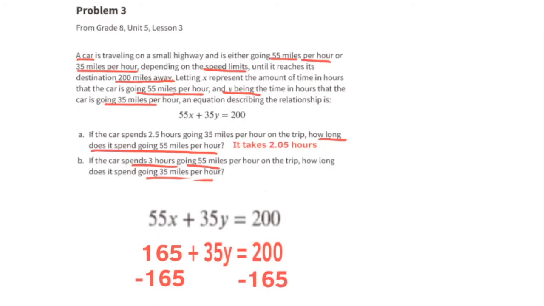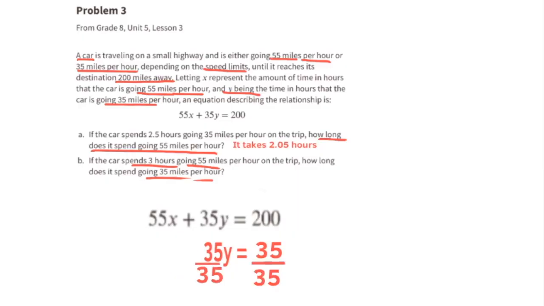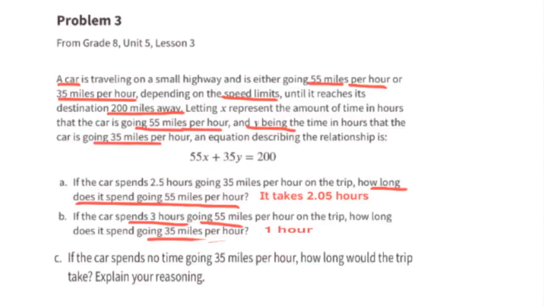Now the equation reads 35y equals 35. Divide both sides by 35. 35y divided by 35 equals 1y, or y, and 35 divided by 35 equals 1. Y equals 1, which is equal to 1 hour. So if the car spent 3 hours going 55 miles per hour, the car would have spent 1 hour traveling 35 miles per hour.